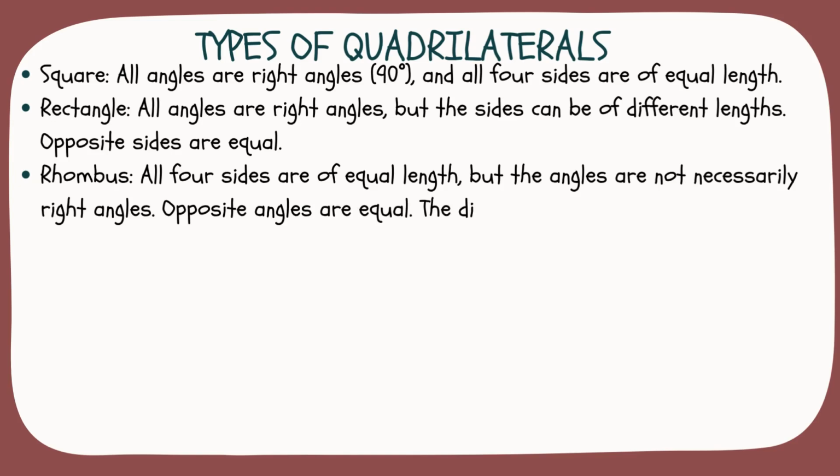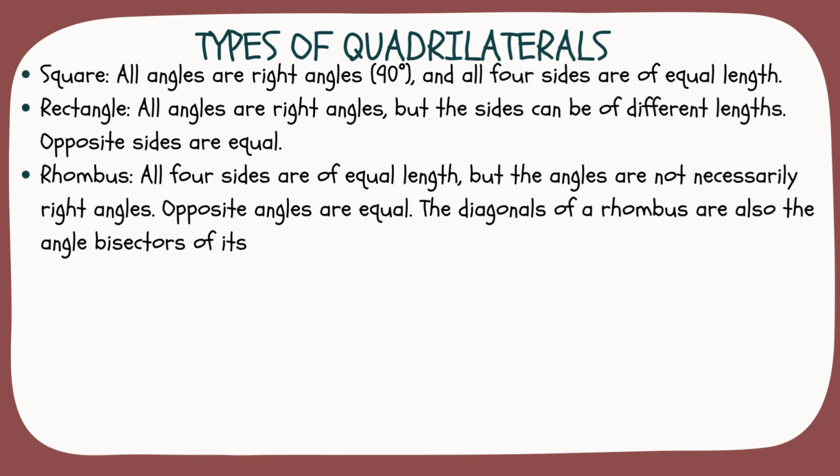Opposite angles are equal. The diagonals of a rhombus are also the angle bisectors of its interior angles and are perpendicular to each other.